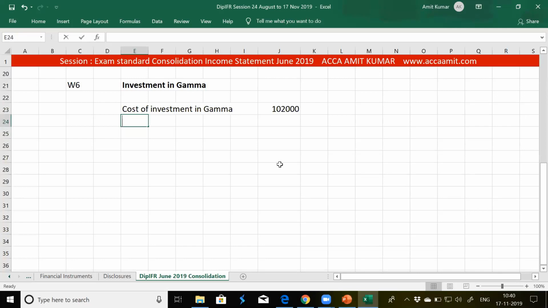Share of profit of Alpha. It is 78,000 minus 6,000, which turns out to be 72,000. We have a right only over 18% of it, and that too for a period of 6 months.